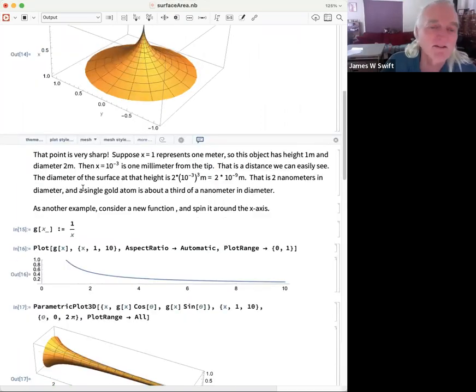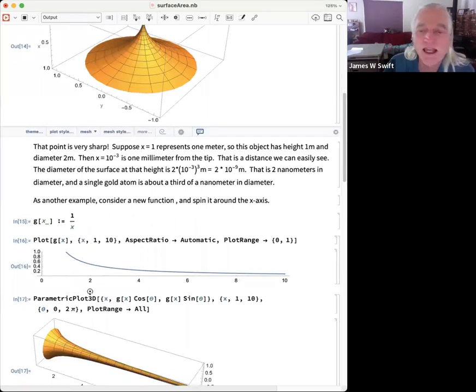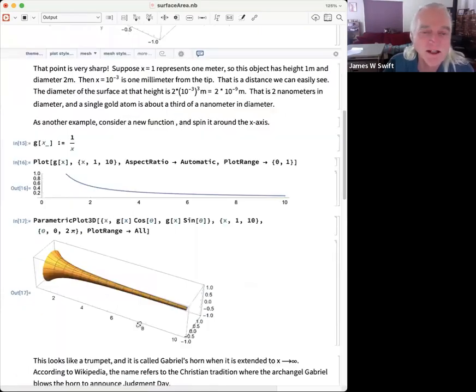But anyway, let's do another example. This is actually a famous example that some Renaissance folks came up with. So suppose you're going to take the function y is g of x is 1 over x. And here's a graph. And I'm thinking about x kind of big. Here, x goes from 1 to 10. And actually, we're going to think about what happens as it goes from 1 to infinity. But let's spin this graph around the x-axis with x going from 1 to 10.